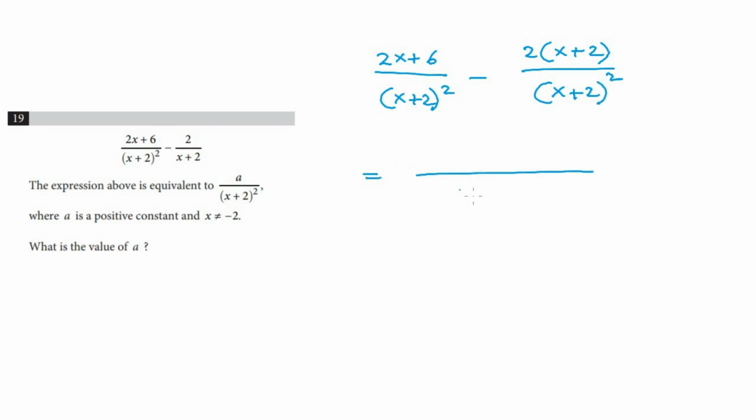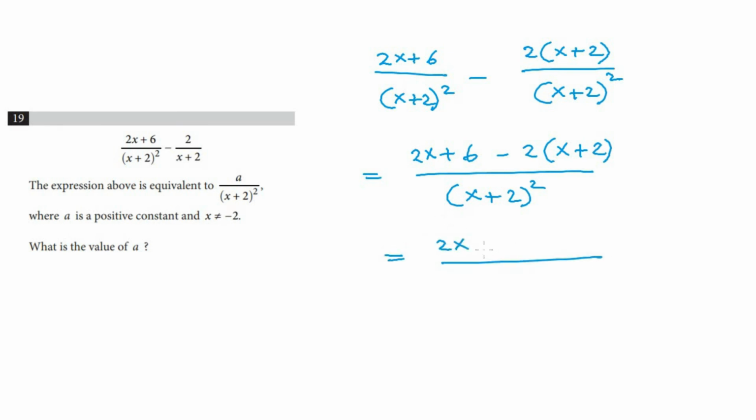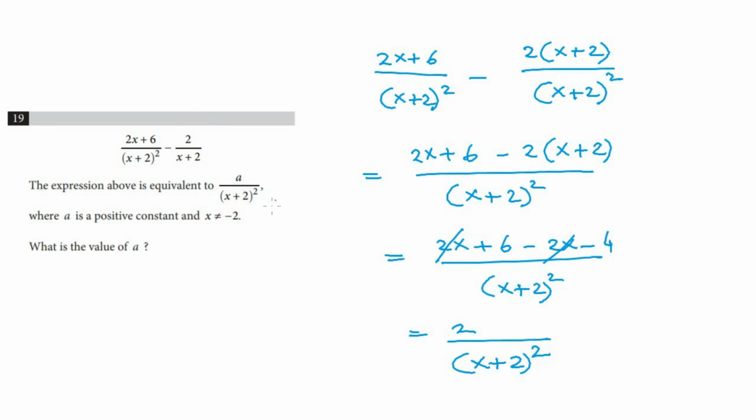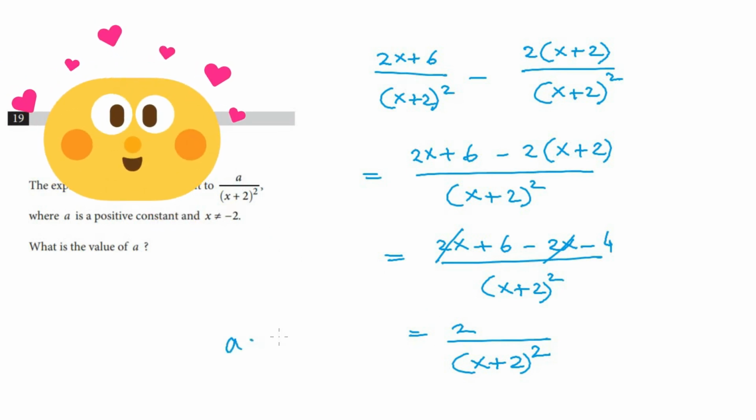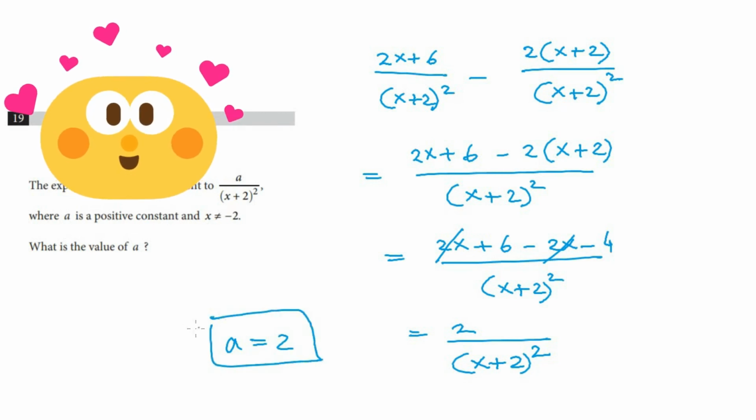So the same denominator goes here, (x plus 2) squared, and the numerator is 2x plus 6 minus 2 times (x plus 2). So the numerator is 2x plus 6 minus 2x minus 4, divided by (x plus 2) whole squared. 2x cancels and 6 minus 4 equals 2. So 2 divided by (x plus 2) whole squared. Now compare with this expression. Comparing, we get a equals 2. So this is the answer.